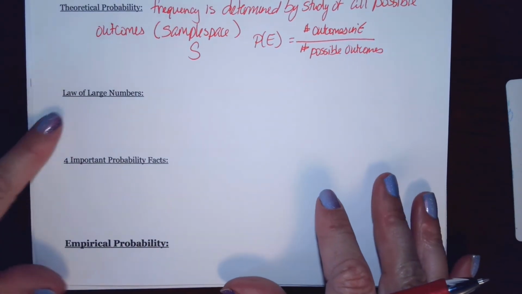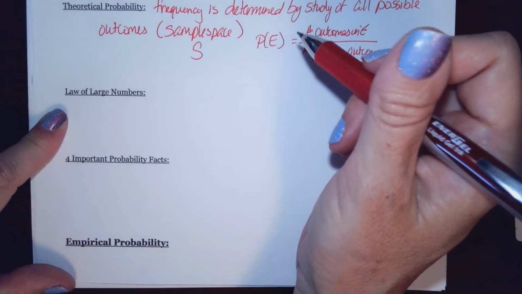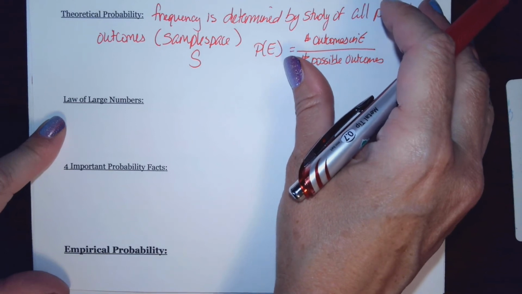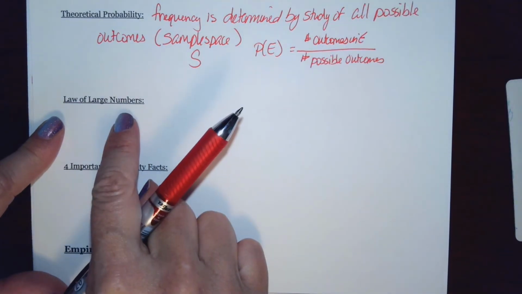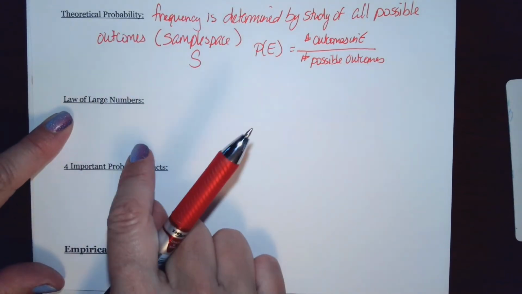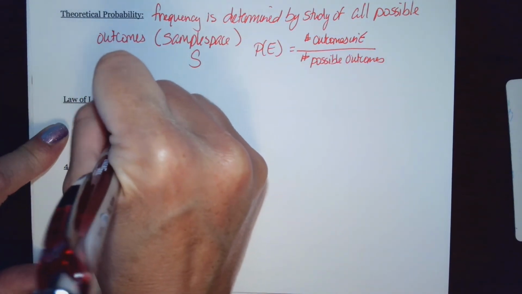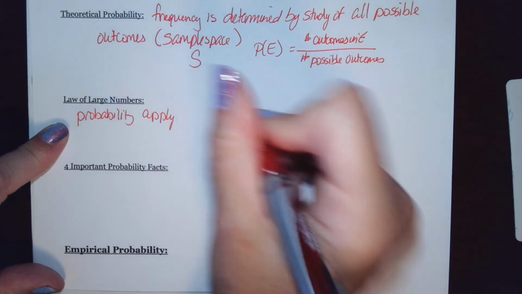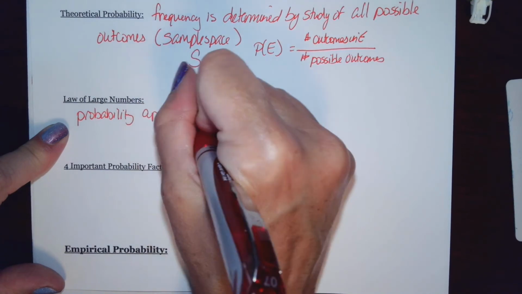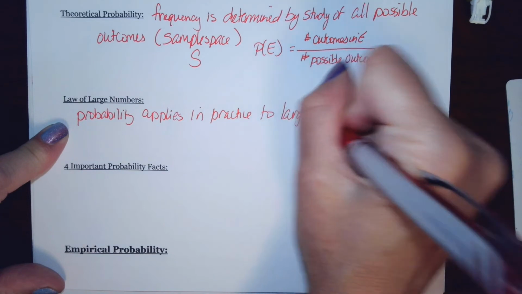All right, law of large numbers. When we're performing experiments, like I said, I could roll a die 10 times and never get an even, or maybe I get all evens. But the more times I roll, the closer my outcome gets to being the same as the theoretical probability. So the probability applies in practice to large numbers of trials.